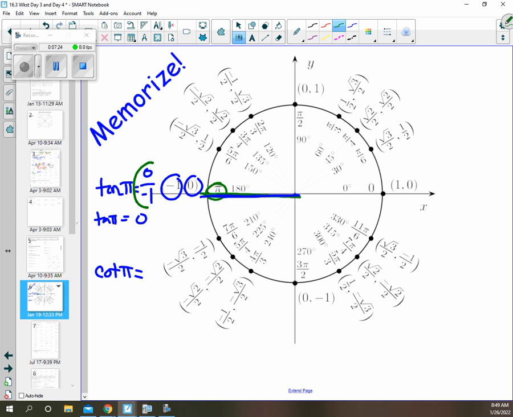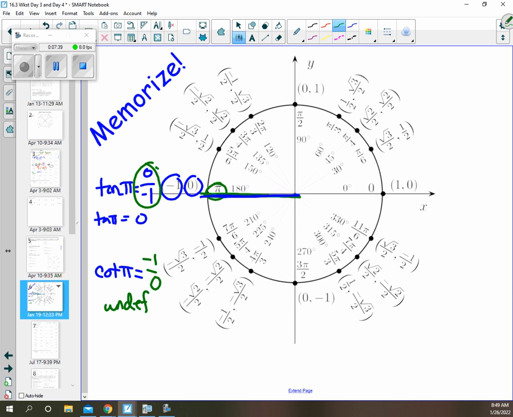Well, tangent was 0 over negative 1. In other words, the 0 was on top. What happens when you flip? Well, the 0 is going to end up on the bottom. Can you divide by 0 and get a real number answer? No. So that means that your cotangent answer is going to be undefined.